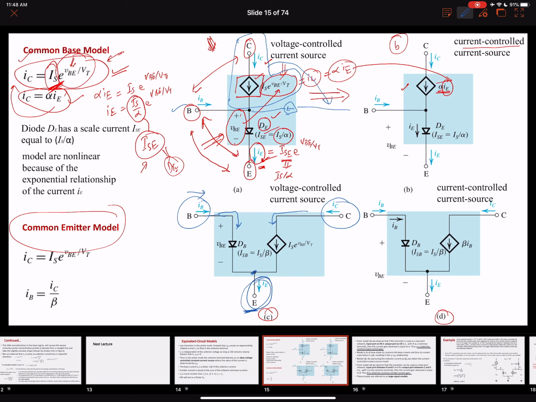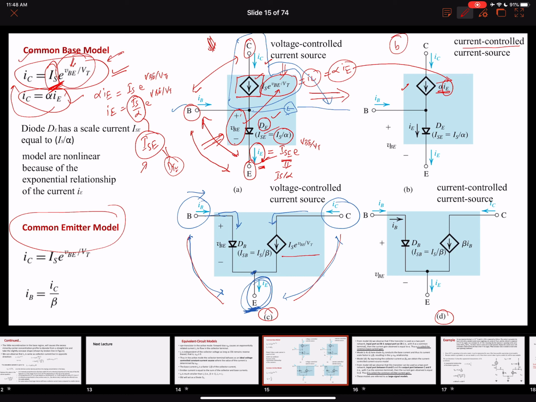So in this model, we can easily see that it's a common emitter model, right? It's still a two-port network where the emitter is the common terminal in between the base and the collector, right? So our one port is the base-emitter port, and the other port is the collector-emitter port. Now let's look at it in slightly more detail over here.